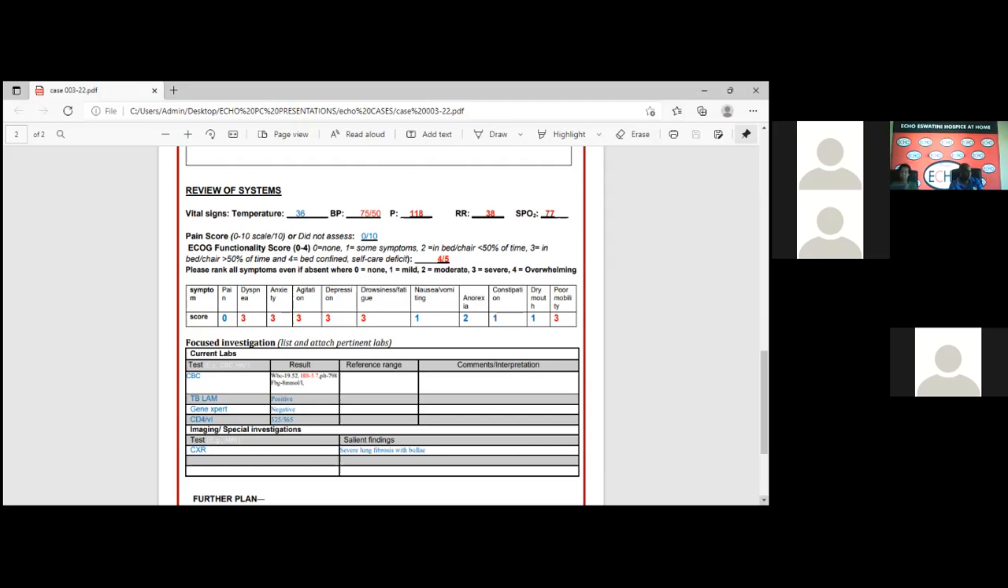Other symptoms: pain, I said she reported none. Dyspnea, she had severe dyspnea. Anxiety, she is worried due to the illness. Agitation was severe, depression severe, drowsiness or fatigue severe. Nausea and vomiting, none. Anorexia is mild. Constipation, she reported no constipation. Dry mouth, no. Poor mobility, it's a 3, which is severe.